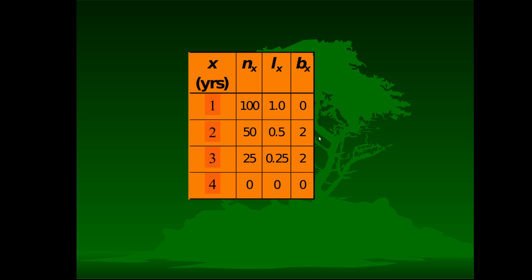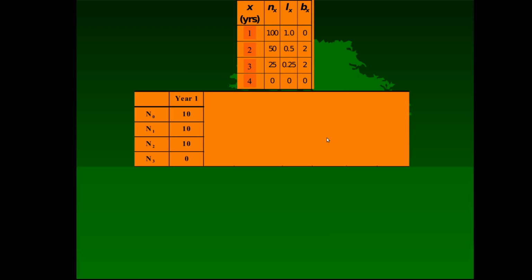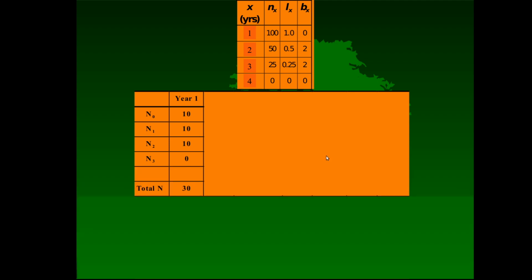Let's start out with a collection of individuals, let them survive and reproduce, and see how the population increases from one generation to the next. So let's say we start with 10 individuals in the first age group, 10 in the second, and 10 in the third. And in the fourth, there is none. None survive to this age. So this is our population in the first year, 30 individuals total, equally distributed in our 3 possible ages.